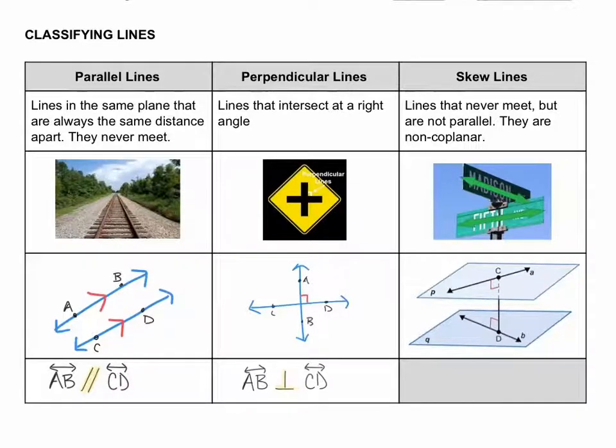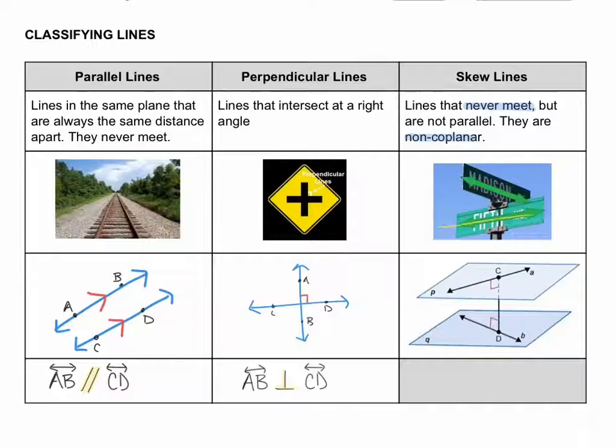The last set of lines that we're going to look at are called skew lines. Like parallel lines, these lines also never meet. But what makes them different from parallel lines is that they are not on the same plane. They are non-coplanar. Because they're not on the same plane, they can be lines that don't meet but are not parallel. So let's take a look at this picture of street signs and the lines drawn on them.